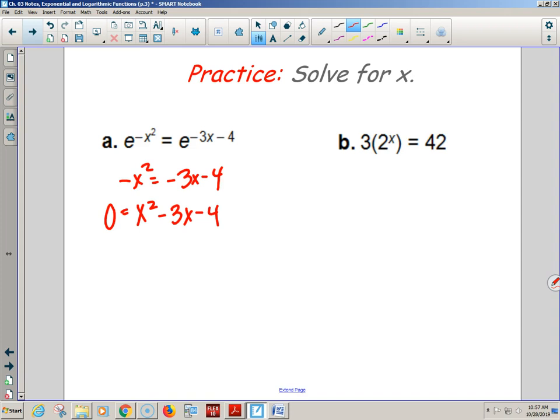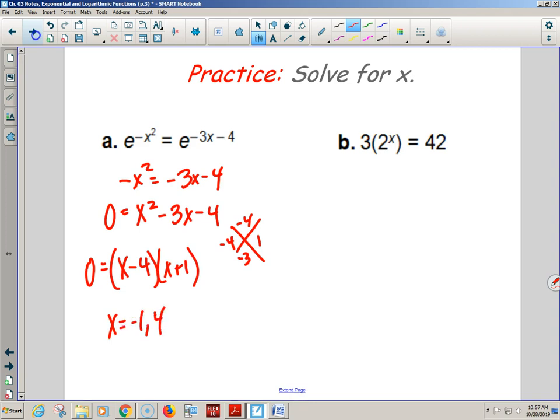Get it started on that one. All right, guys, what are my factors? 4 and negative 1. Well, that's negative 4 and 1, and so you're going straight to the answers. But wasn't it technically x minus 4 and x plus 1? Those were the factors, right? And the zeros are 4 or negative 1. Okay. Very good.